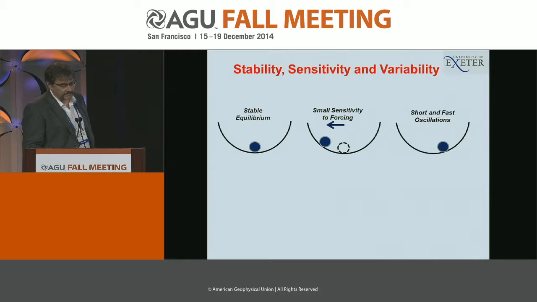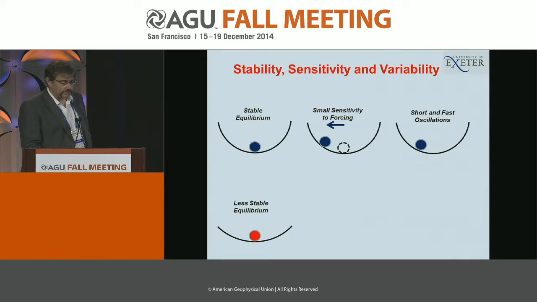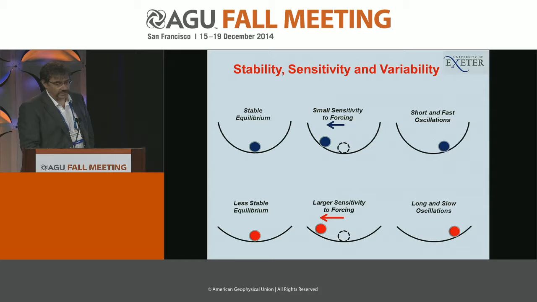But if we have a less stable equilibrium, which is represented by a more shallow bowl, then we get a larger sensitivity to forcing, and we get longer and slower oscillations. And actually, the difference between the two curves on the right is what people use to try and detect tipping points. It's a hard problem, really. That's basically saying, can we detect from changes in variability, changes in sensitivity? And when the sensitivity becomes infinitely large, that's when this bowl becomes flat. We have a tipping point.